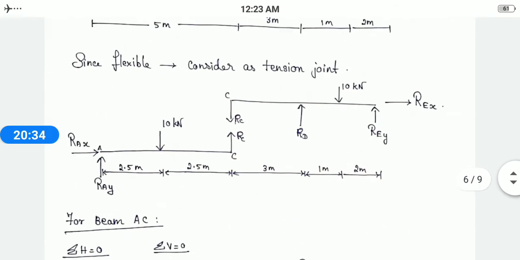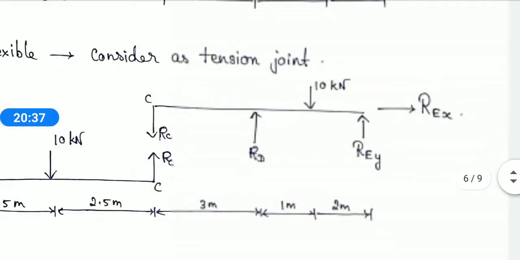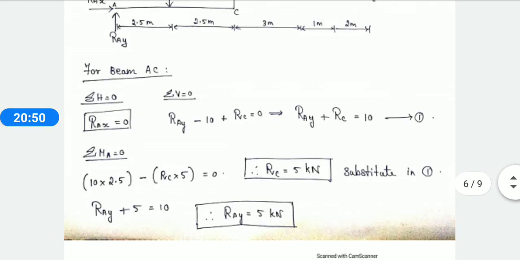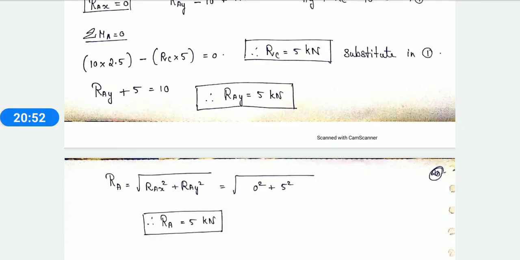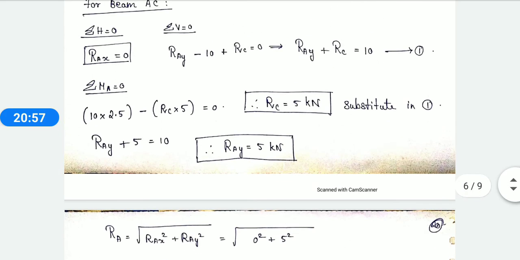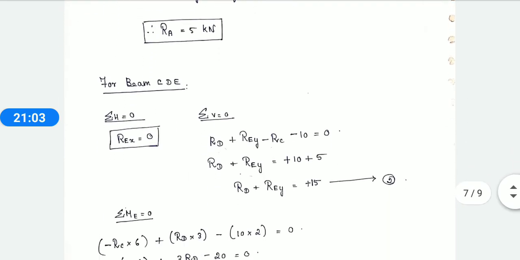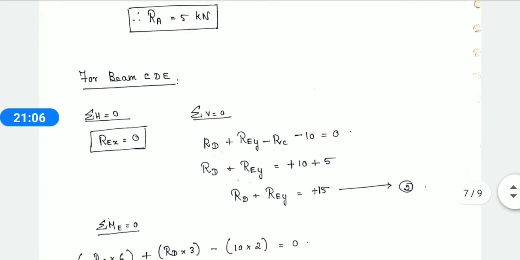Now consider the second beam, that is C, D and E. How many unknown factors are there? Already we got the value for RC. So the unknown factors are REX, REY and RD. When you sum horizontally and vertically, you will get a value for the other things also. When you get RAX and RAY, you can calculate the resultant and go for the next beam, that is beam CDE.